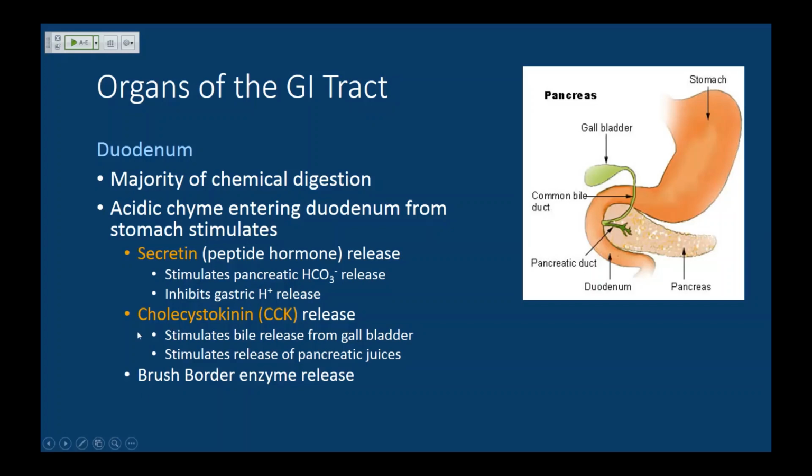Cholecystokinin is also produced upon the introduction of chyme into the small intestine. This will stimulate the bile to be released from the gallbladder. Okay, bile, as you may know, is responsible for helping in the digestion of fats, which we'll talk about in a moment. And it stimulates the release of pancreatic juices, which are bicarbonate rich, help to control the pH, and they contain enzymes that will control the bulk of chemical digestion in the small intestine.